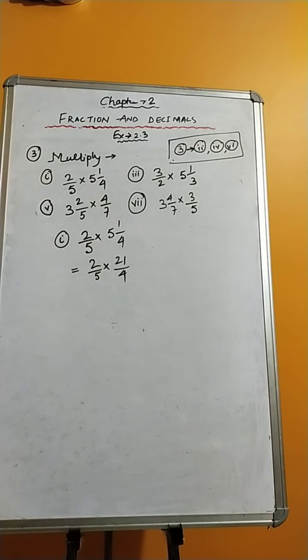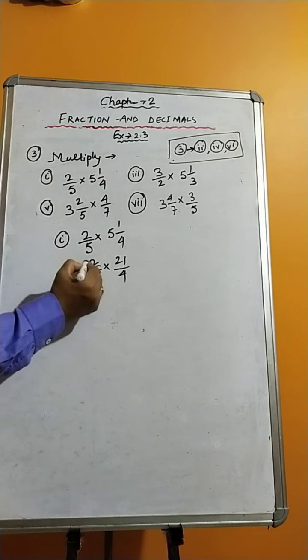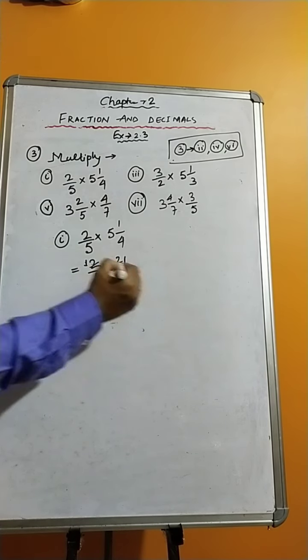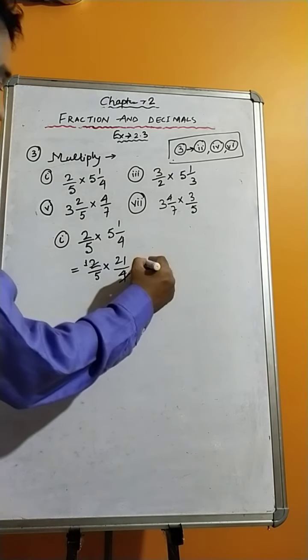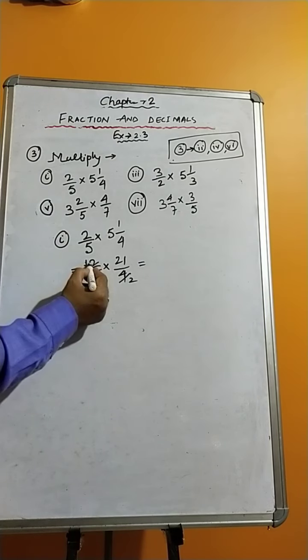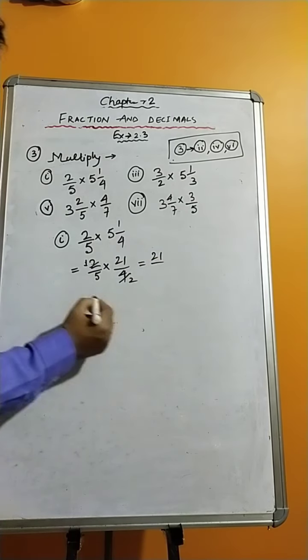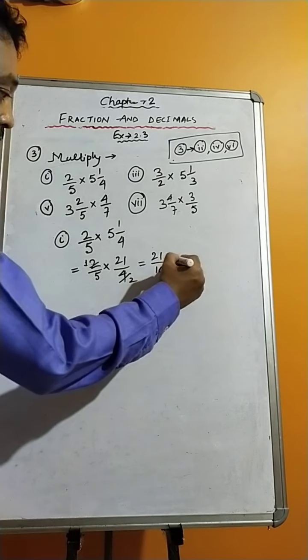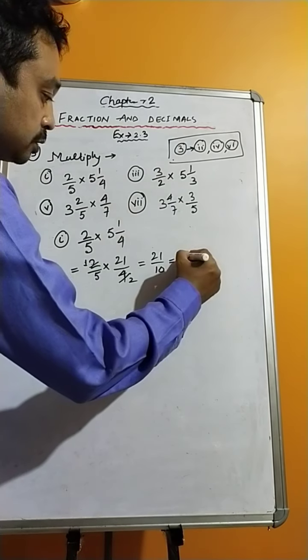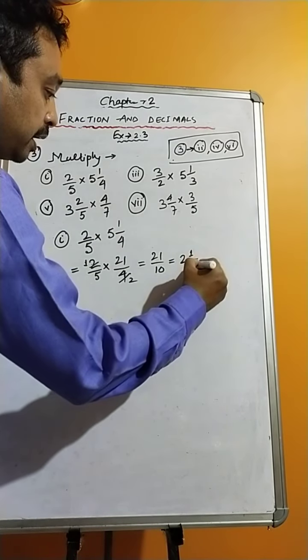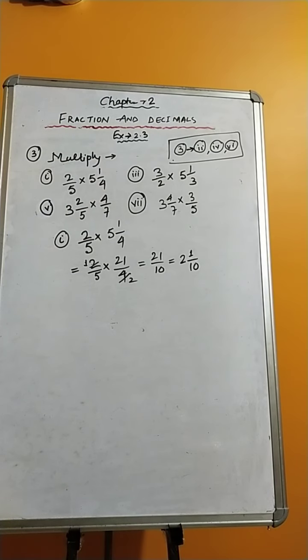Now are there any numbers which you can reduce? Yes, see these two numbers. So 2 1s are 2, 2 2s are 4. So what will be your final fraction? 1 into 21 will be 21, 5 into 2 is 10. Now give your answer in the mixed fraction form. So it will look like 2 1 by 10. So this is your final answer of sum number 1. So let's move on to sum number 3.